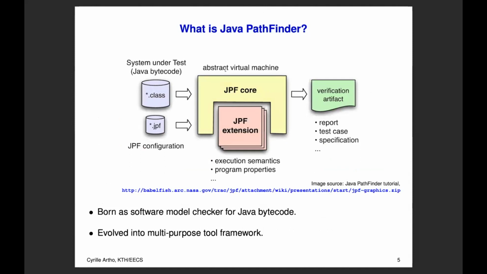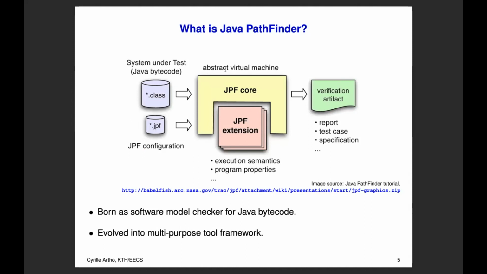Now, how does JPF actually look like? It can do all these things, but I haven't shown you what it looks like. So it has a core that is basically an abstract virtual machine. So it implements its own JVM compatible virtual machine. It has the capability, of course, to load bytecode and the configuration. And then it has extensions that tell JPF how to execute this bytecode. And then from these executions, it generates reports, but it can also generate test cases. We'll see this in the afternoon with symbolic Pathfinder and try to mine specifications and so on.